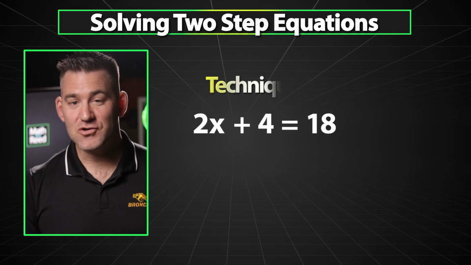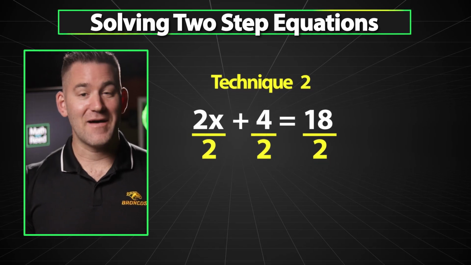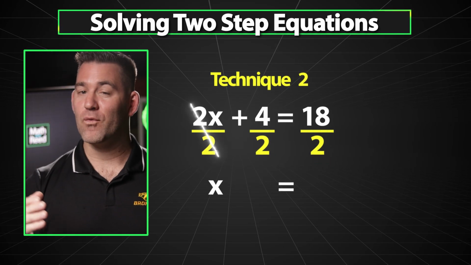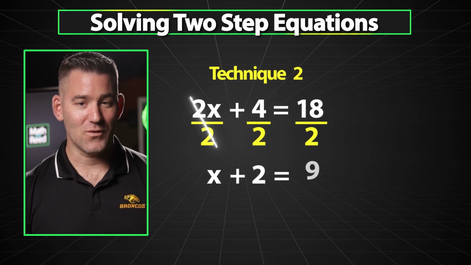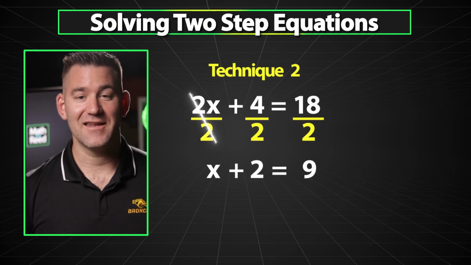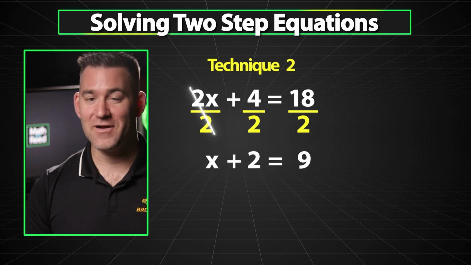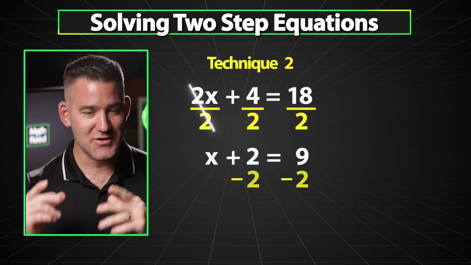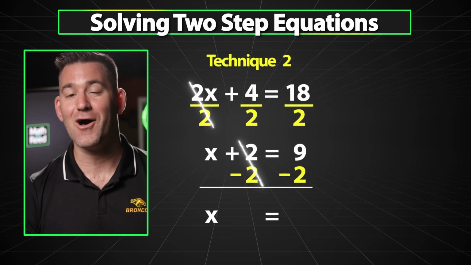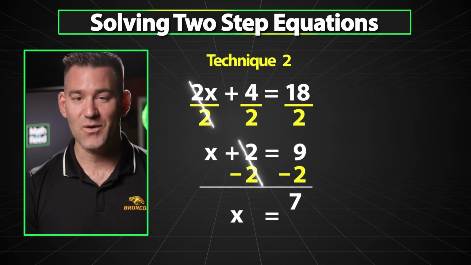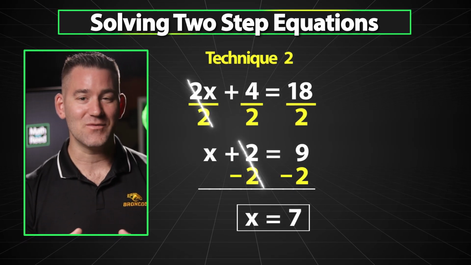For this second approach, let's first divide everything by 2. Well, 2 divided by 2 goes to 1, 4 divided by 2 goes to 2, and 18 divided by 2 equals 9. Now check it. All that's left is that 2 that's adding to x. So let's get rid of that addition of 2 by subtracting 2 to both sides. 2 minus 2 goes to 0, just cancel those off, and 9 minus 2 equals 7. And once again, we get our final answer of x equals 7.